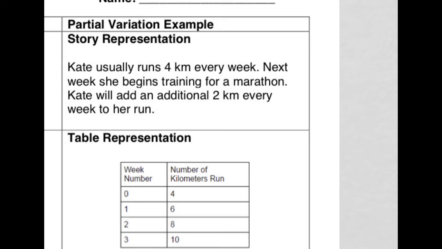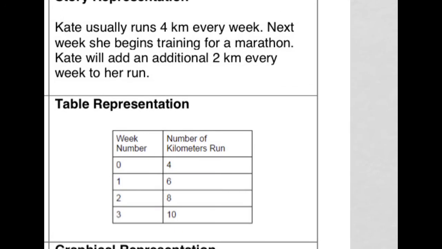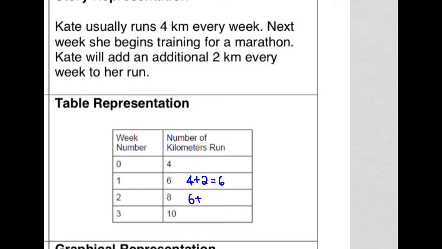So let's look at the table here. Initially, she is going to run 4 kilometers. After a week, besides the 4 kilometers, she's going to run 4 plus the additional 2 kilometers, which is going to be 6. The next week, she's going to run 6 plus another 2, which will become 8. And the next week after that, she's going to train herself to run a longer distance, so it's going to be 8 plus 2, which is 10.